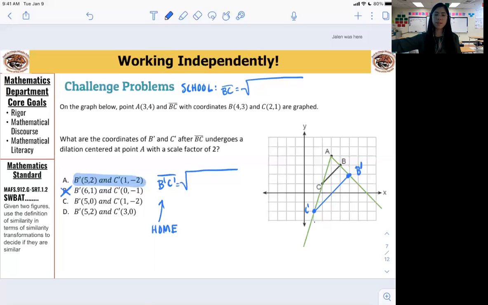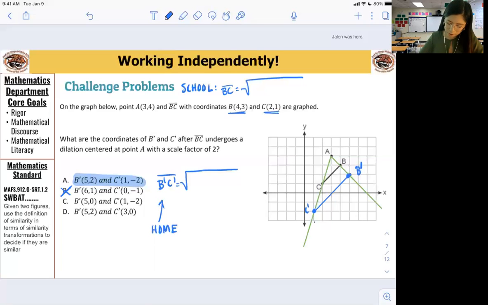All right, I'm seeing some answers in the chat. I'm seeing some different answers in the chat for those who sent it to me privately. So let's do both of them. Let's do the top one and the bottom one. For the top one, here are my points: 4, 3 and 2, 1.